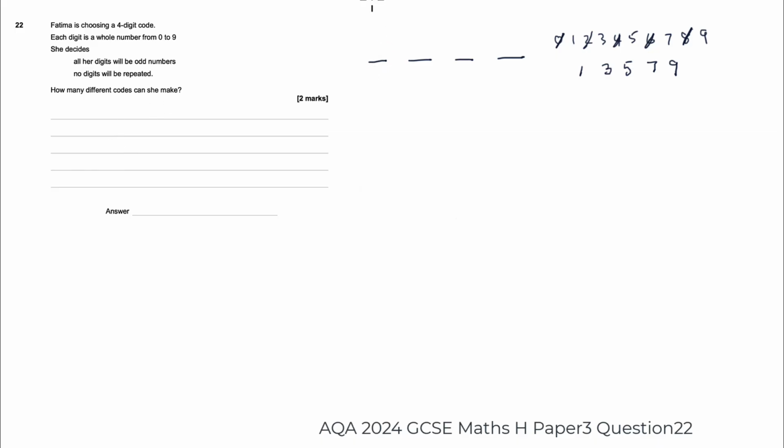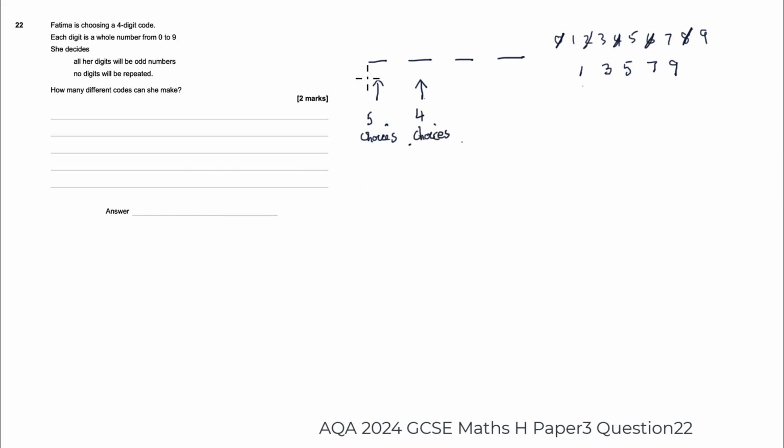Well, let's start off. She's got to choose something for her first digit, and her choices, there's 5 different choices she can make. Now, suppose she chooses one of these. Remember, she said that she didn't want to repeat digits, so she doesn't have 5 choices for this one, because she's chosen one of these, so she only has 4 left. If she has chosen a 5 for the first digit, she can only choose from the 1, 3, 7 or 9. So she's now got 4 choices.